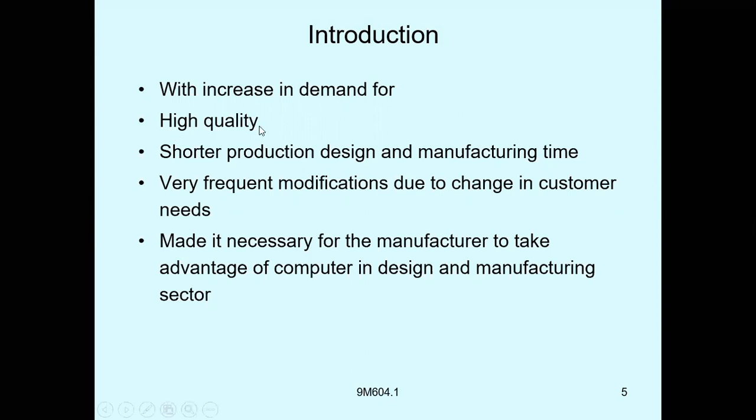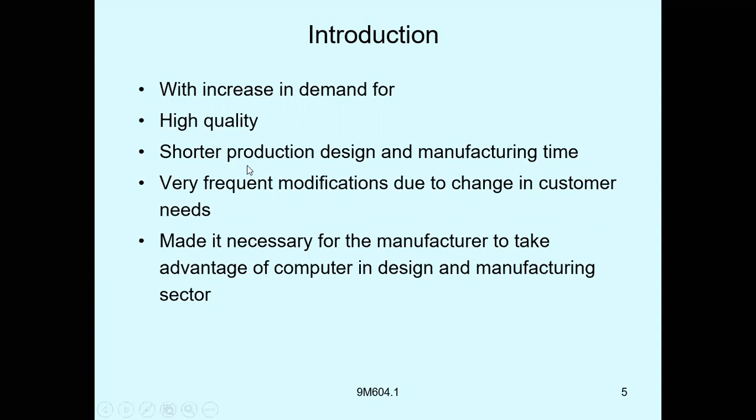The second one is high quality. In manual design we are unable to get high quality products compared to when we use computers in the design. So if you want to get good quality products, then we have to use computers in the design. Next, shorter production design. When you use computers, the design time will be reduced, and automatically the manufacturing time and the lead time will be reduced.